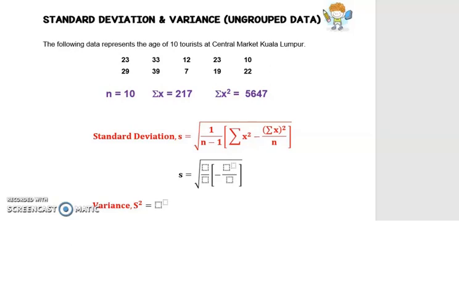Summation means you total up the values, where the summation of x is 23 plus 33 plus 12 and so forth. How do we get these two values, the summation of x squared and the summation of x? Here, I show you the summation of x is equal to 217, where the summation of x squared is 5647. Instead of calculating these values manually, we use a function in our scientific calculator.